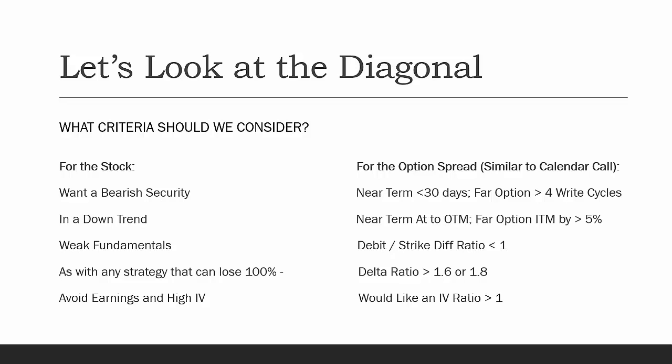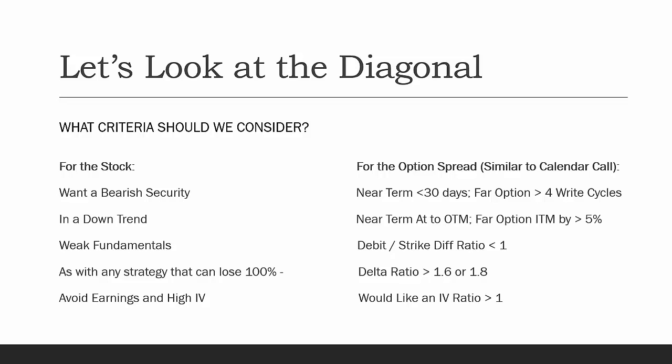The option we're selling is going to be near term, at or just slightly out of the money, to take advantage of the ATM bell curve. And my far option, I want to be a little bit in the money, maybe at least 5% or more. That's also going to depend on the stock and depending on the price that you can get for the different strikes. As we've talked about with the calendar call spread before, I want my debit to strike difference ratio to be less than 1, meaning that the net debit I pay into my calendar spread, I want to be less than the difference in the strike prices.